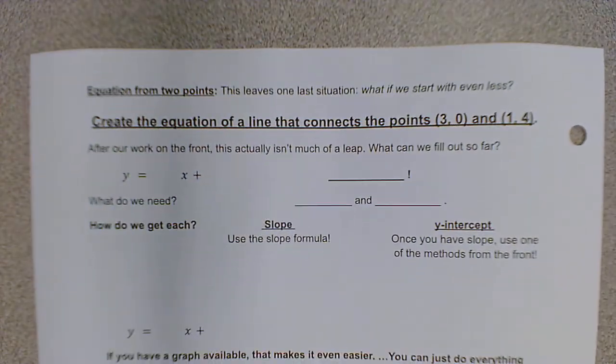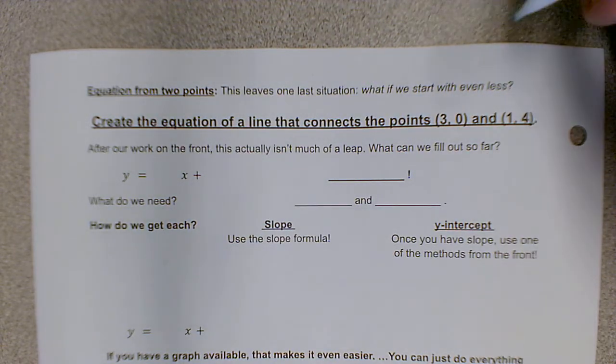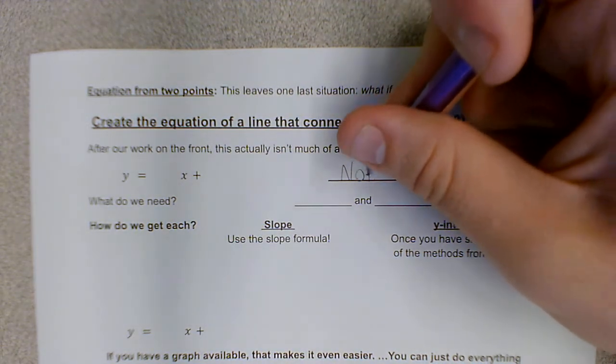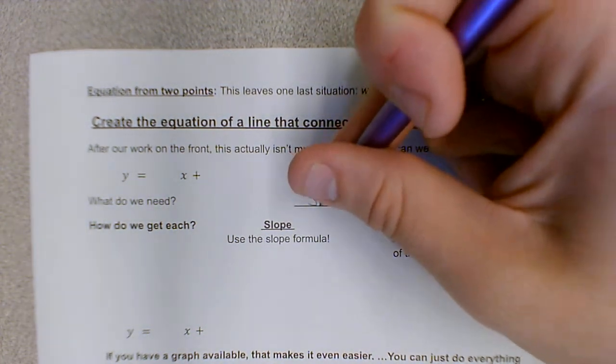That leaves one last situation. What if we start with even less? So we want to create the equation of a line that connects the points 3, 0, and 1, 4. After our work from the front, this actually isn't that much of a leap. But what can we fill out so far? Well, I don't have the slope, and I don't have b. We have nothing. We need slope and y-intercept.